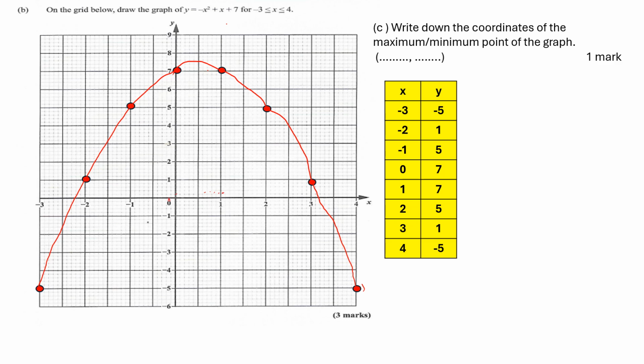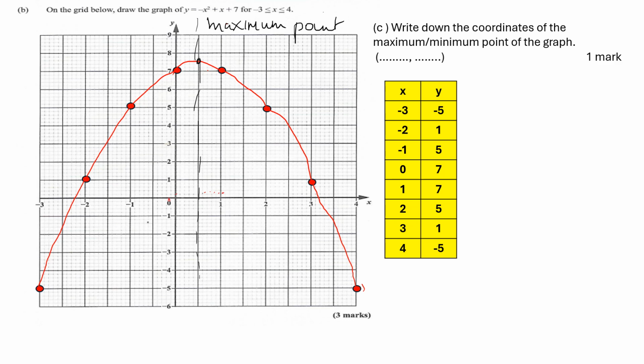Good. All right. So now we're being asked to find the maximum point of the graph. So that's going to be right here. This point right here. That is known as the maximum point. That is also our line of symmetry. This line here.